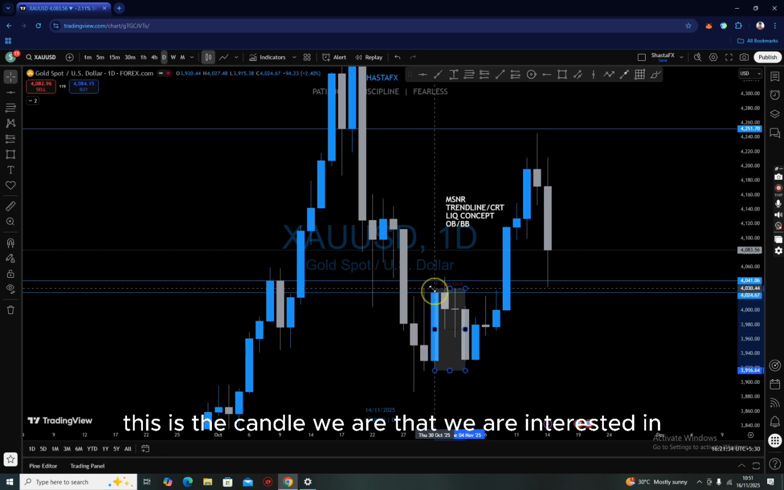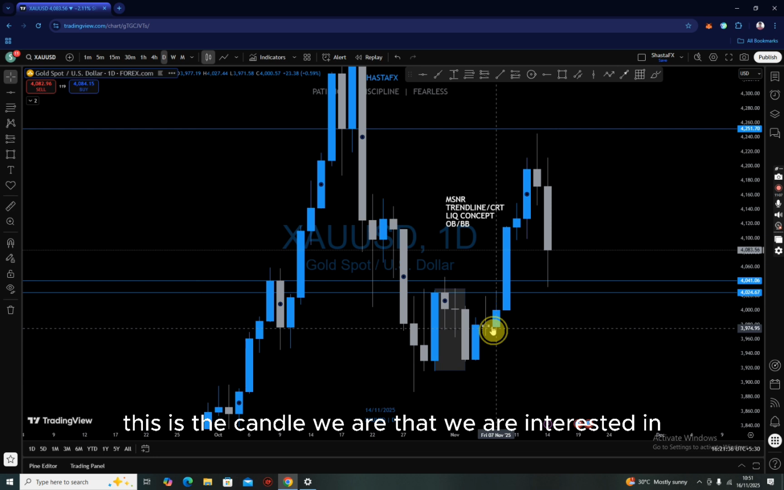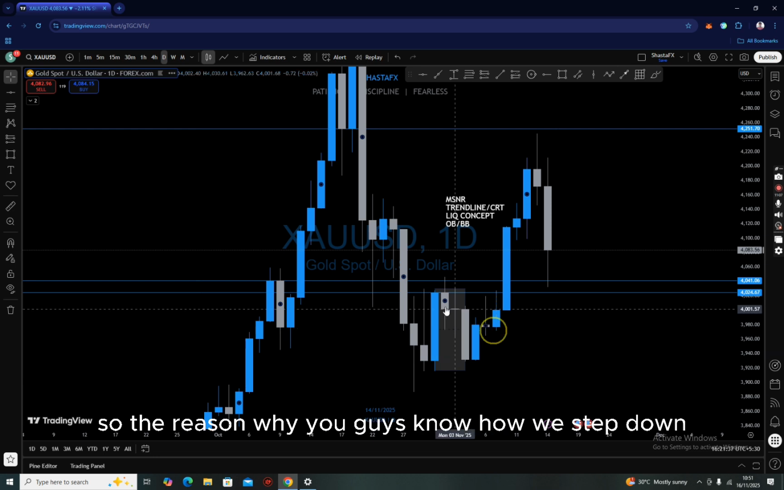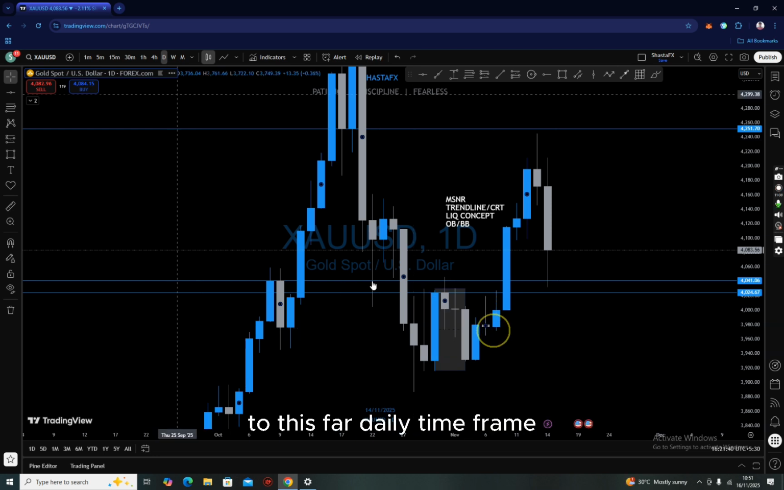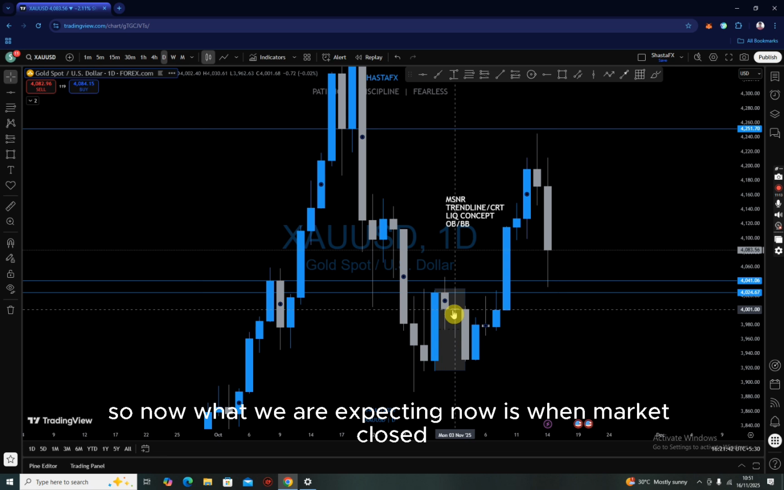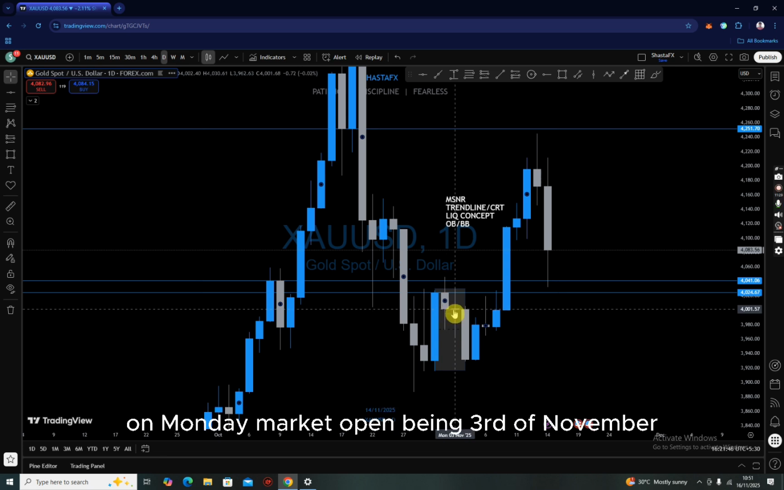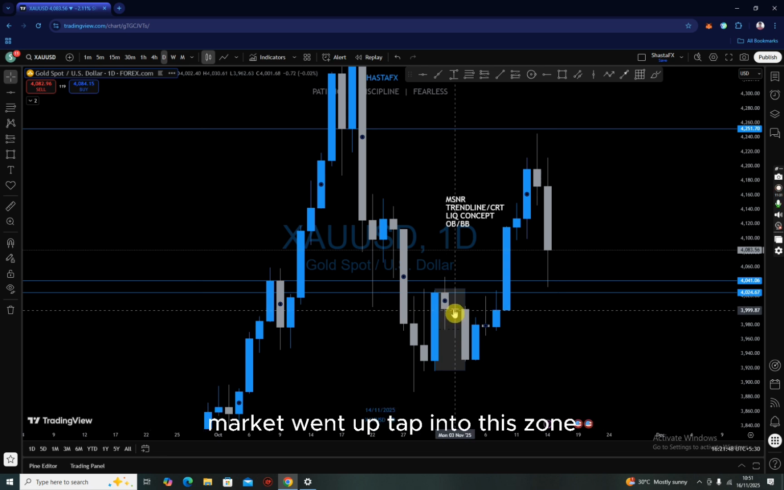This is the 3 candle. Good. This is the 3 candle that we are interested in. So the reason why, you guys know how we step down to this daily time frame. So now what we're expecting is, when market closed Wednesday on Friday, on Monday market opened, being 3rd of November, market went up, tapped into this zone.